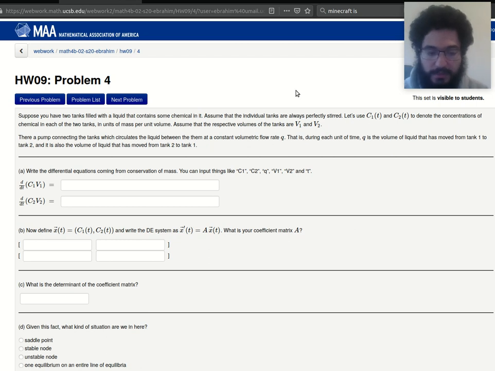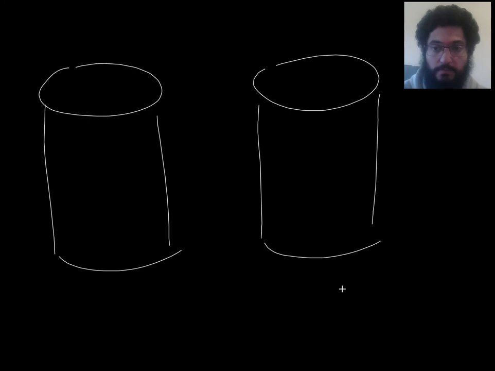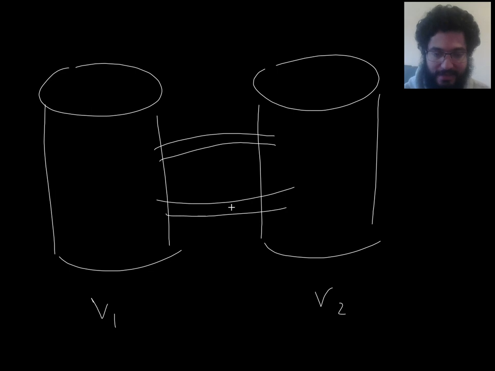So you've got these two tanks, and they have some volumes, V1, V2, and there's your liquid with some chemical in the liquid, so water with salt in it or something like that. And you've got a pipe and another pipe and some pump, and liquid is being pumped this way and this way at the same rate.